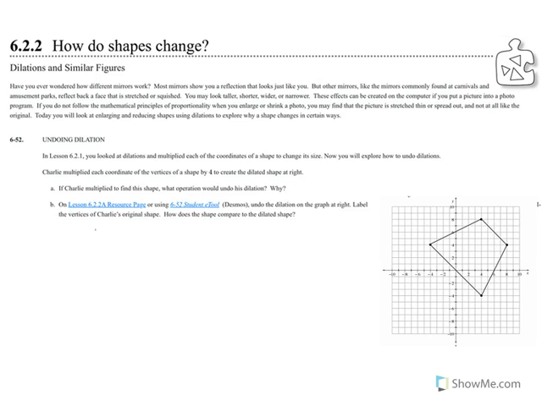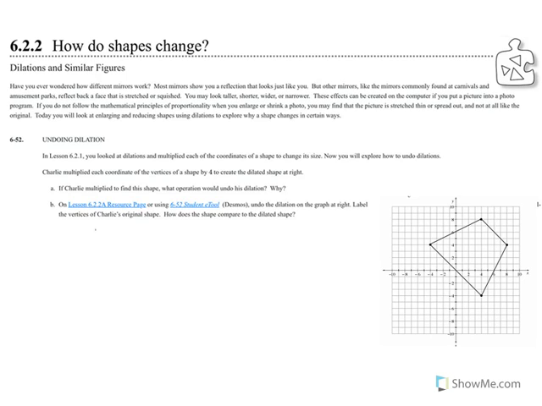Okay, so we're doing 6.2.2. This is straight from the book, so you can follow along in your book if you like. It says, have you ever wondered how different mirrors work? Most mirrors show you a reflection that looks just like you, but other mirrors, like the mirrors commonly found at carnivals and amusement parks, reflect back a face that is stretched or squished. You may look taller, shorter, wider, or narrower. I actually have a mirror at my house that makes you look really, really skinny. Mr. Moreland loves it. So that would be an example of that.